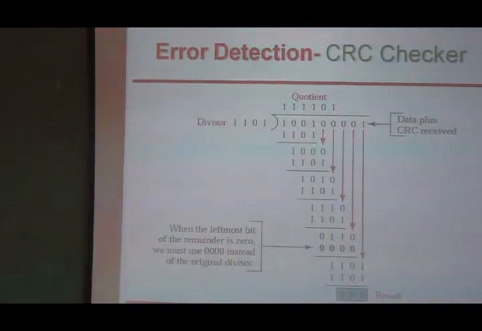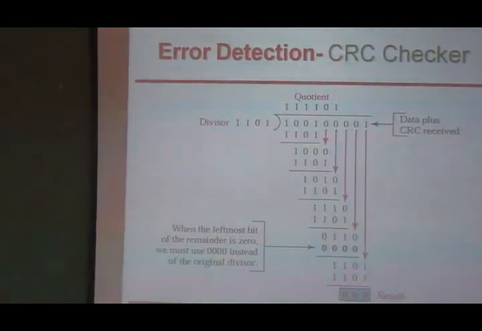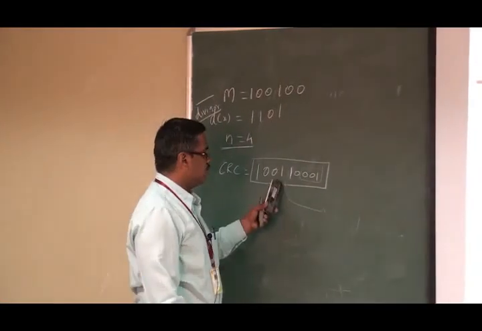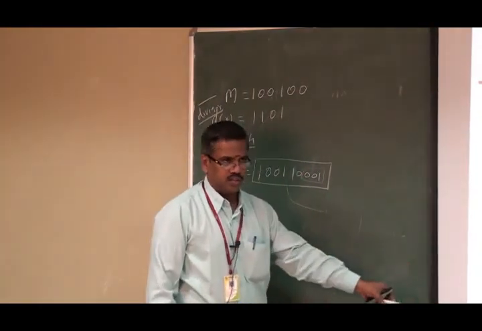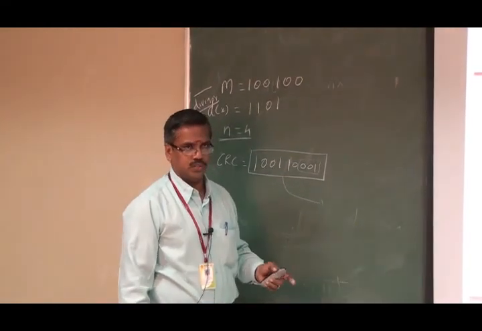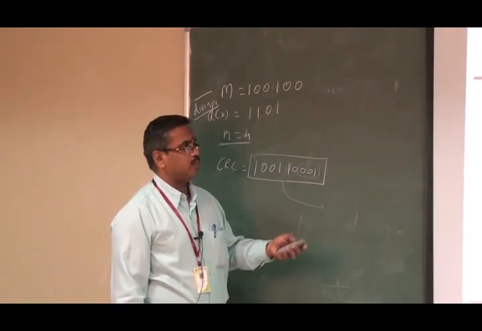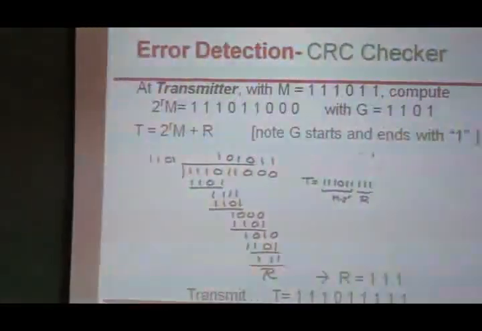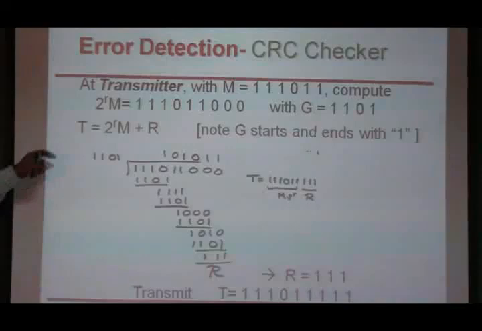Suppose any one bit is changed here, automatically we get a remainder. So the received message is not the original message. This is explained in the CRC checker. One more example is worked here.